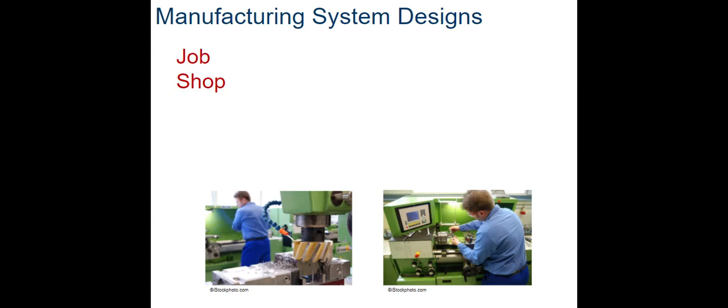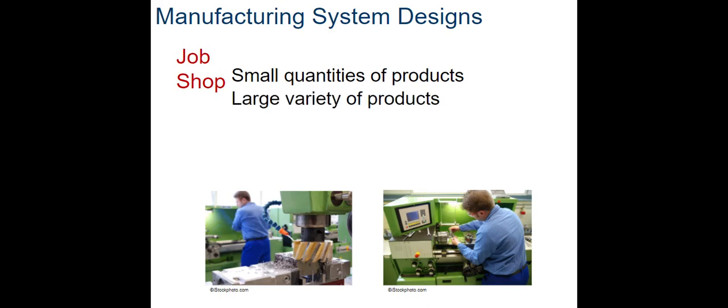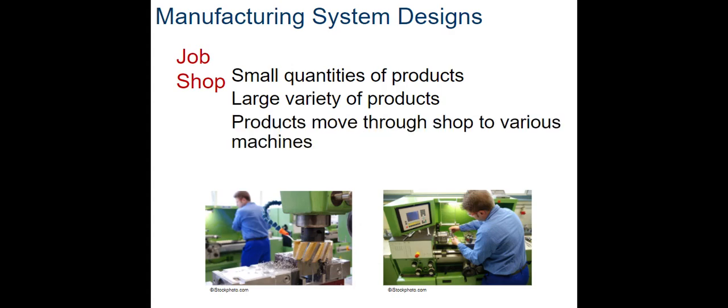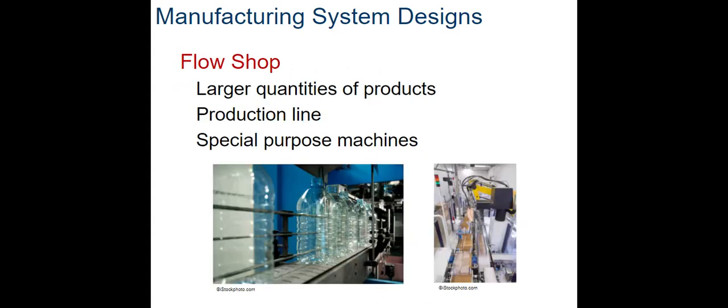There's a couple different types of manufacturing system designs. One is called a job shop. In a job shop, they're making a very small number of products. Let's say, for example, something that's custom. Typically, a job shop will make a large variety, so they may make a small number of products, but they customize it. The products will typically move through the shop to different machines, and these are general purpose machines that do lots of different things.